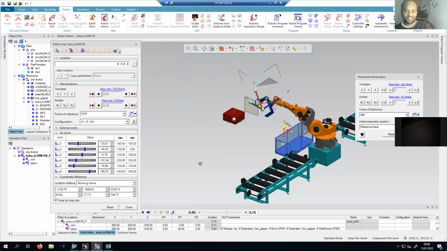Not only that, if I put it here, it is also undefined, because it's underneath the robot and it cannot touch it there. And also, if I put it here, it is undefined because the robot cannot make this motion, because of self-collision. It will collide with itself and then it cannot reach there.